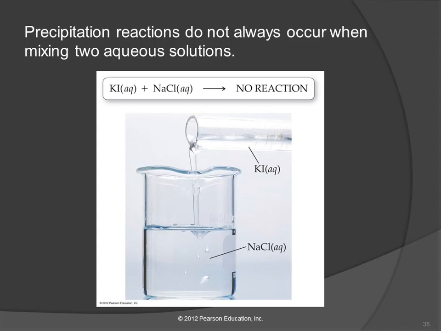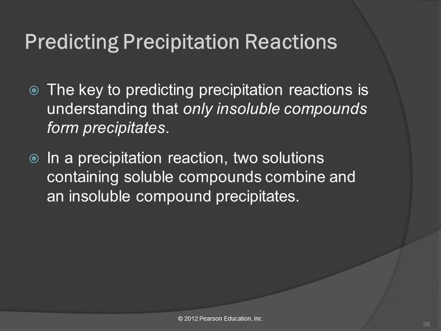You don't get a precipitation every time you mix two aqueous solutions. If we mix potassium iodide and sodium chloride, it looks like we're doing exactly the same thing, but nothing seems to happen. Because when we mix these, the sodium, potassium, iodide, and chloride ions just all stay in solution, and they don't form an insoluble ionic compound. You only get a precipitation reaction if you form an insoluble compound. And so what we're going to learn how to do is predict the possible products and then go back and use the table of solubilities to identify if they're soluble or insoluble.